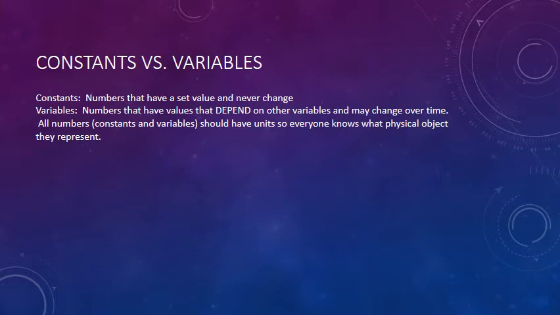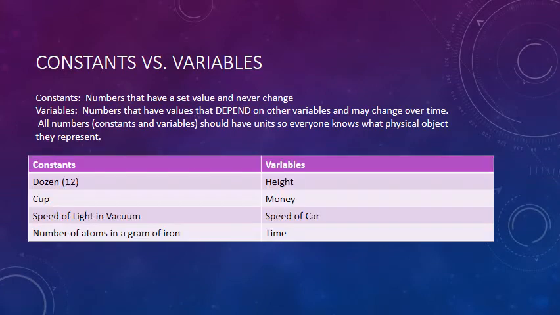All numbers that you ever write in this class, whether it's a constant or a variable, should have units, which are the thing that follows the value that tells people what the physical object is that they represent. So for example, if you were going to say I have a dozen, you'd want to say what you have a dozen of. A dozen eggs is very different than a dozen piles of dog poop, for example. So the eggs or the dog poop is the unit and the dozen is the constant.